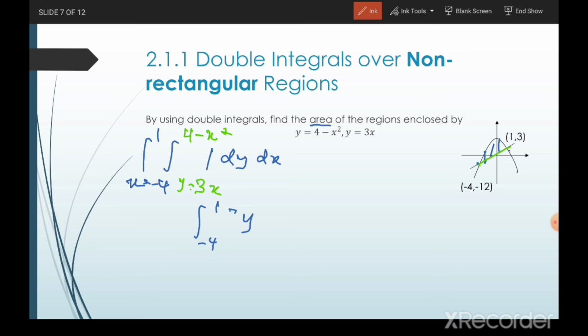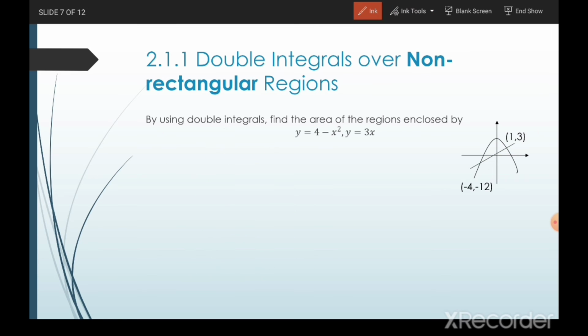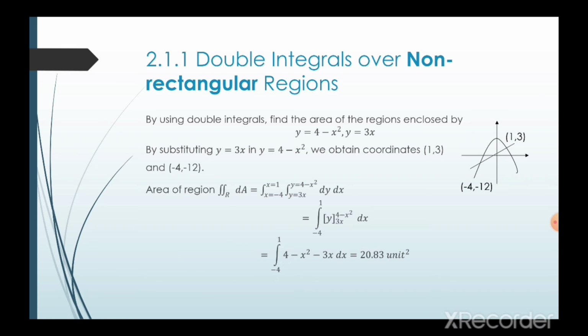So we integrate once, you get y. So y equal the interval for y dx. So 4 minus x square minus 3x dx. Okay, then you get the answer is about 20 unit square.